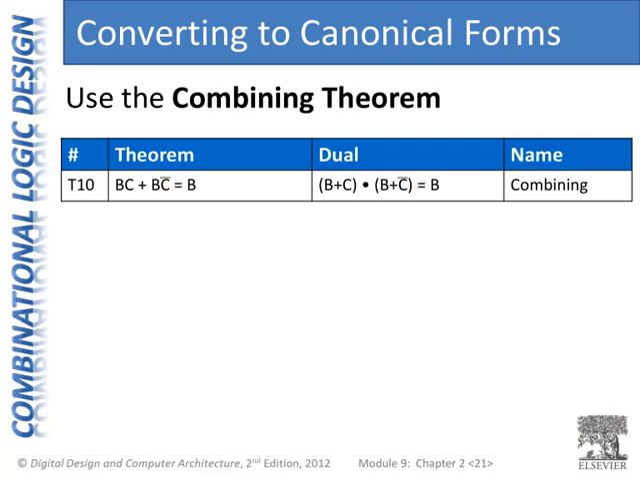But now suppose that we want to go from the minimized form to the canonical form. Well, we can still use combining theorem, but we're going to use it in the opposite direction. We're going to take a term and expand it using combining, and we're going to use this form, the T10 form, for sum of products. We're going to use this form for product of sums, the dual form for product of sums.